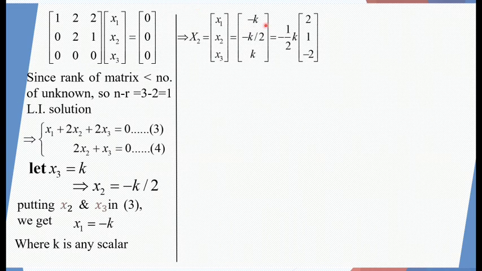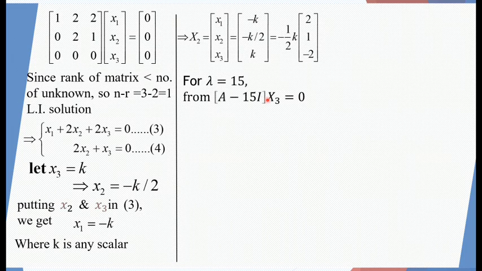So putting x1, x2 and x3 in capital X2, so we get minus k, minus k by 2 and k. Now either you want to take k by 2 as a common or minus k by 2 as a common, it is totally up to you. If you take minus k by 2 as a common, so this will be 2, 1, minus 2, and if you take only 1 by 2k, then this will be minus 2, minus 1 and 2.